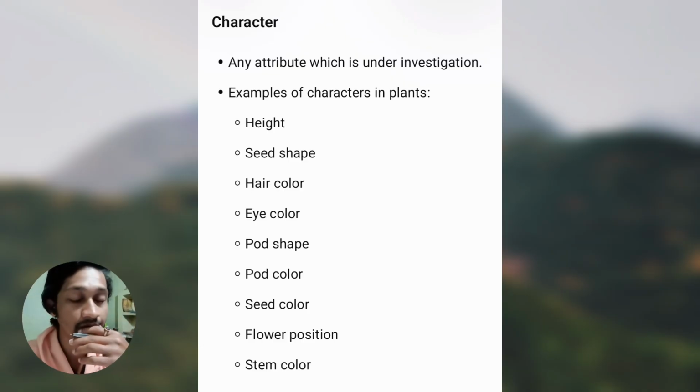If you take a pea plant, what are the attributes of a pea plant? First, you can take plant height as a character, then seed shape as a character. These are the characters of a pea plant.